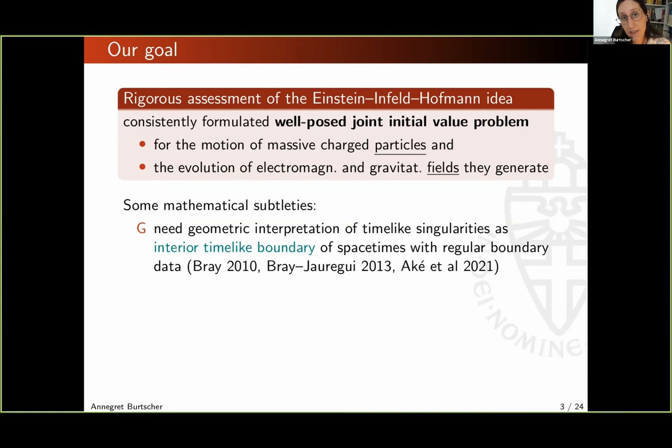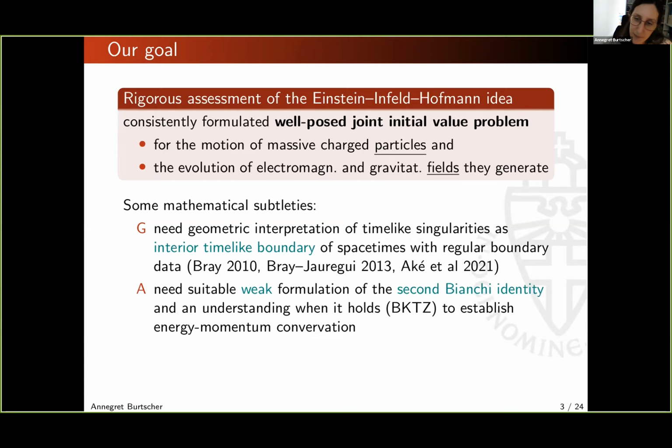Then there's an analytical side to this problem, which is basically what we want to do first: understand the second Bianchi identity in this weak setting. Of course, as I said, away from the singularities, it's just a pointwise differential identity, but what do you do if you have a boundary? And so this requires us to derive or define a weak formulation of this second Bianchi identity, and then try to understand when it holds. And this is the main part of my talk today.